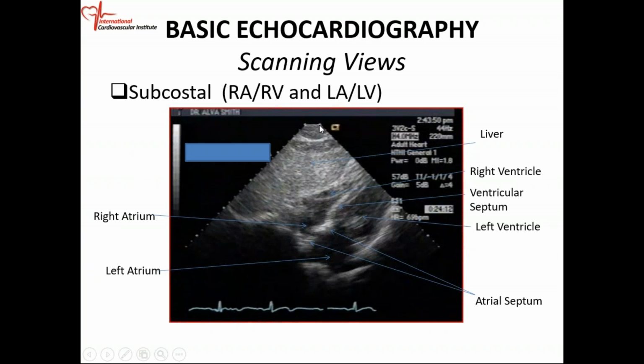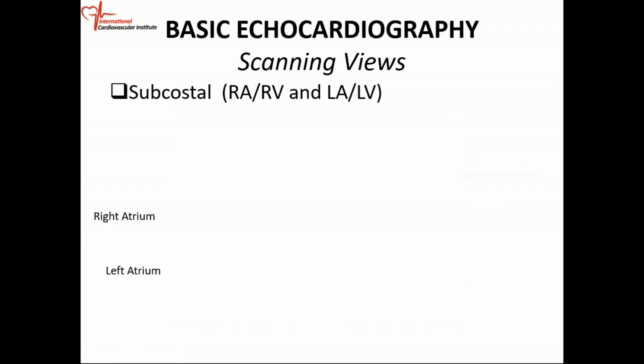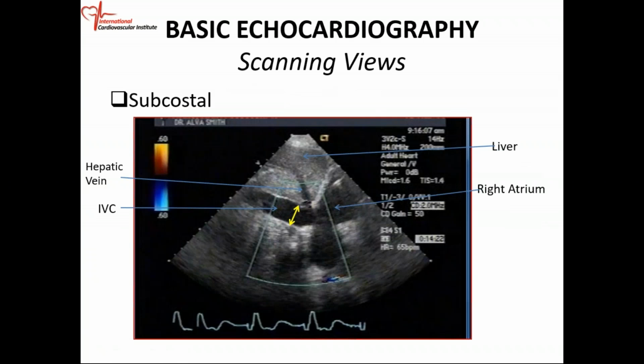The hepatic vein also runs through the liver. So remember from the view here, this is the liver, this is the liver right here. The inferior vena cava runs through the liver, and the hepatic vein also runs through the liver.